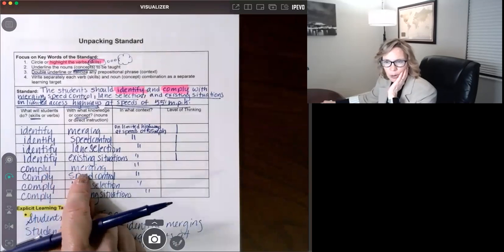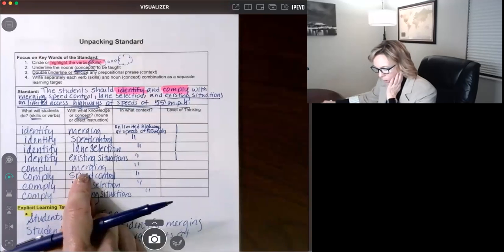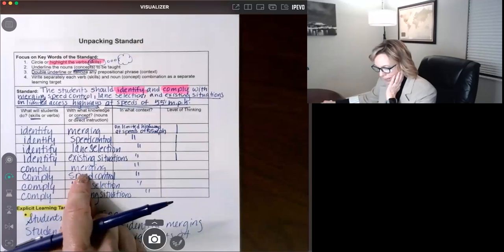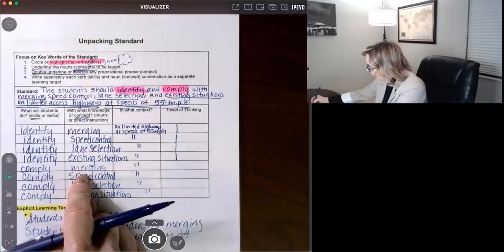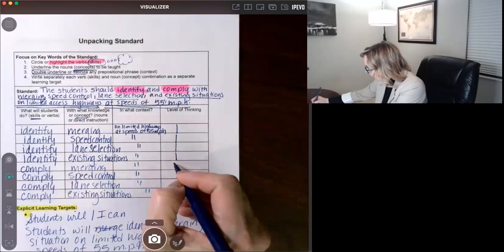So we'll get deeper into this when we break down our implicit learning targets, like know, understand, be able to do. And when I look at that, they need to be able to synthesize information. They need to be able to infer, use their background knowledge, be able to assess what the situation looks like. So we're going to be looking at a level of thinking of 3.